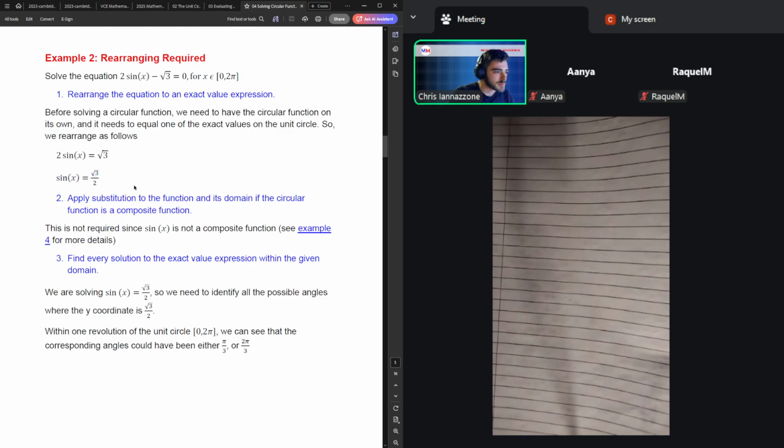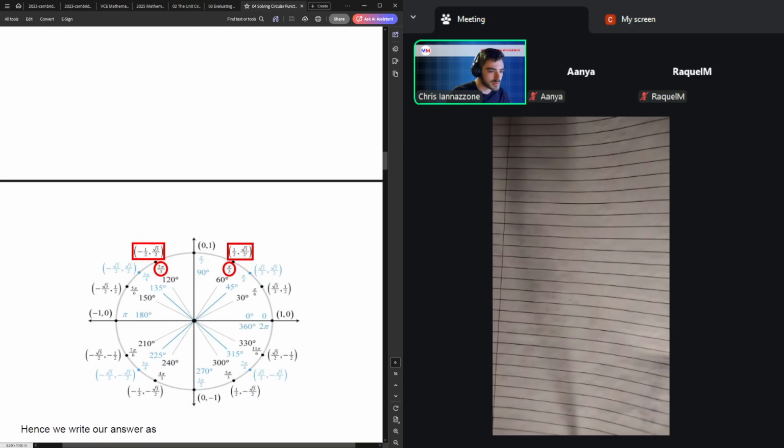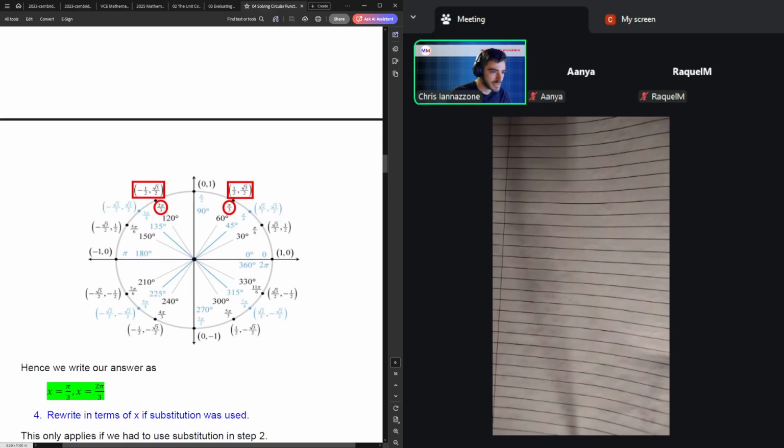Then from here, it's the same as before. In this case, it's sine equals root 3 over 2. So we do the y values equals root 3 on 2. That's there and there. And yeah, once again, just reporting the angles.